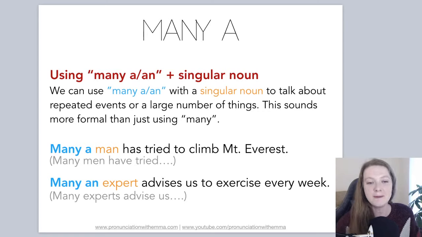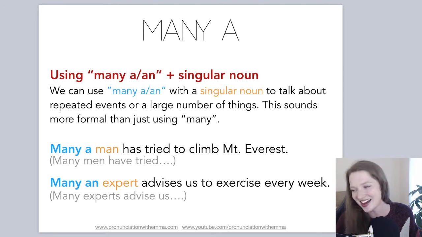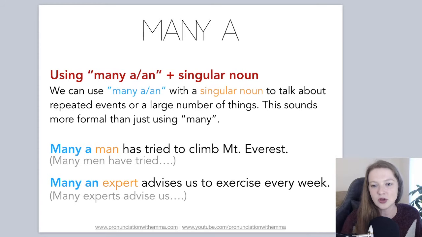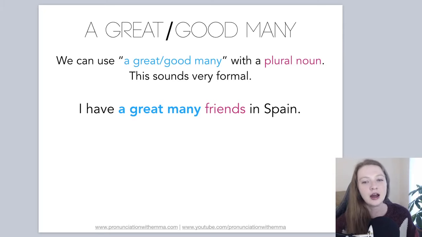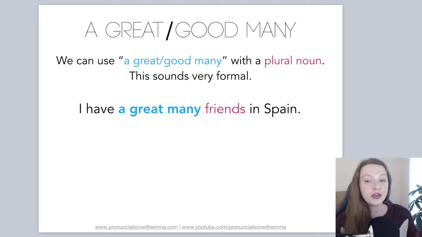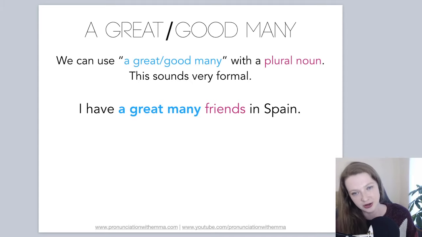So this use of many-a and many-an is exactly the same use as many, but it's more formal. All right, so if you see it, you know what it means this time. A great many, a good many. Another one that's a bit confusing. So we can use a great many or a good many with a plural noun. It sounds very formal, same as the last one that we just looked at.